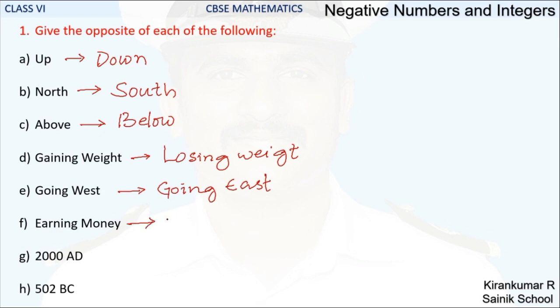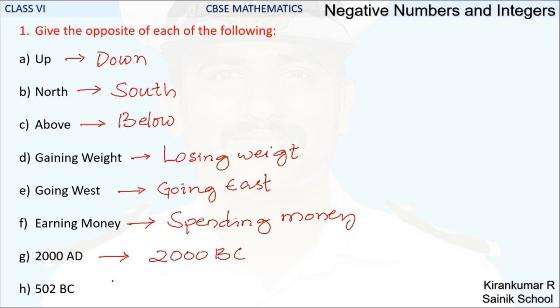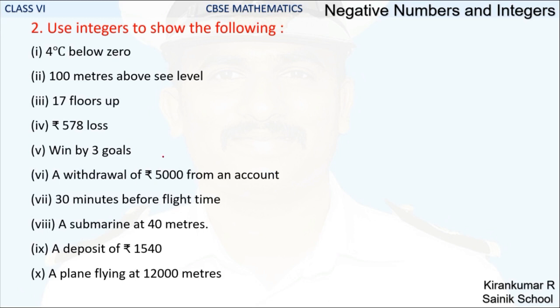Earning money, the opposite is spending money. The opposite of 2000 AD is 2000 BC. The opposite of 502 BC is 502 AD. Let's see some situations wherein we use integers to show the sentence statements.